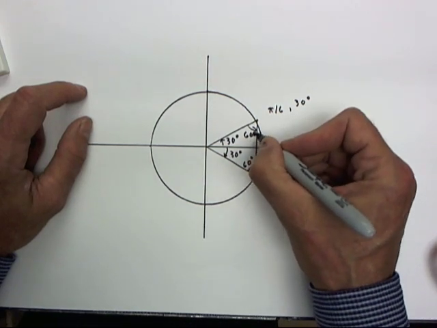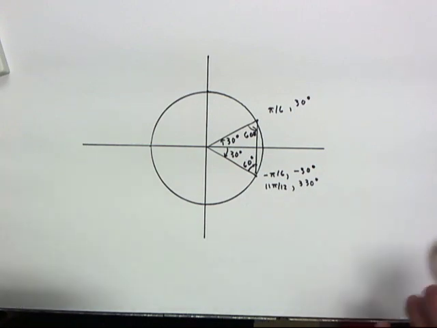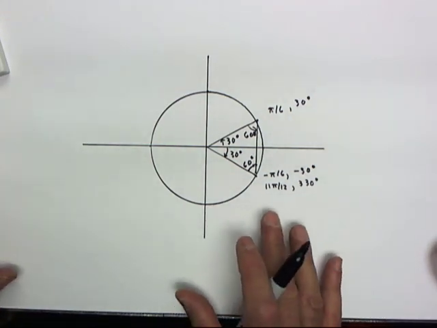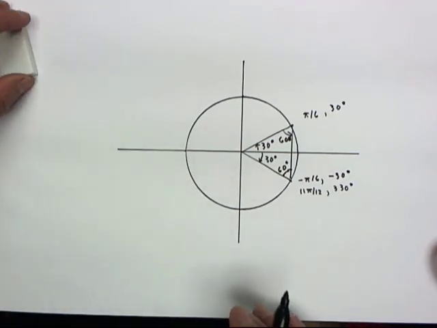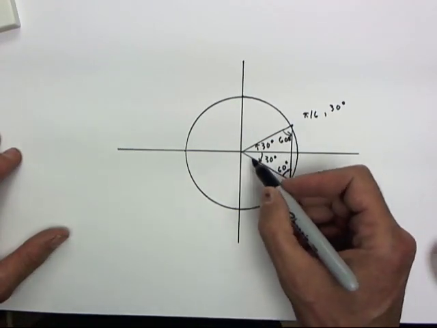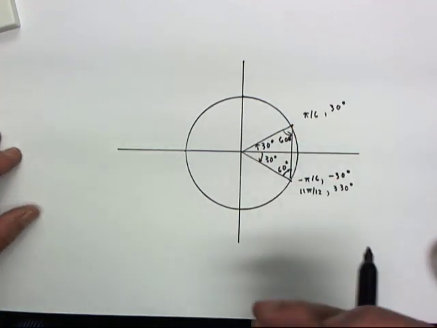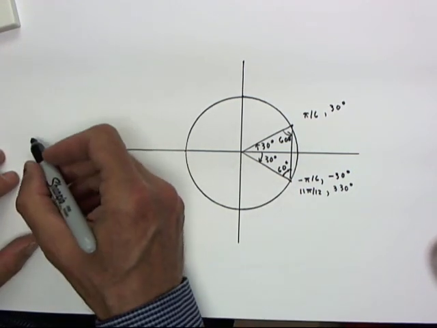I label that as 60 degrees rather than pi over 3 radians, but I'll label in terms of radians as well. Now, that gives us a triangle, all three of whose angles are the same. If all three of the angles of a triangle are the same, then we call that an equilateral triangle.